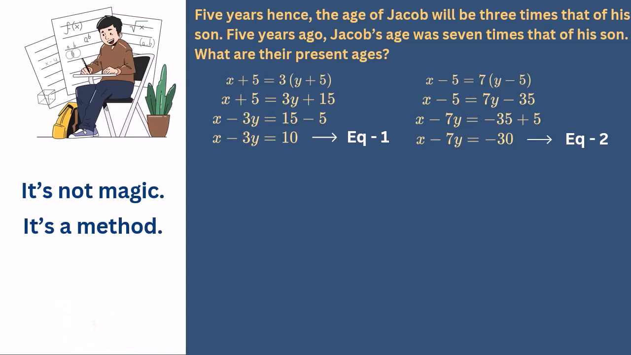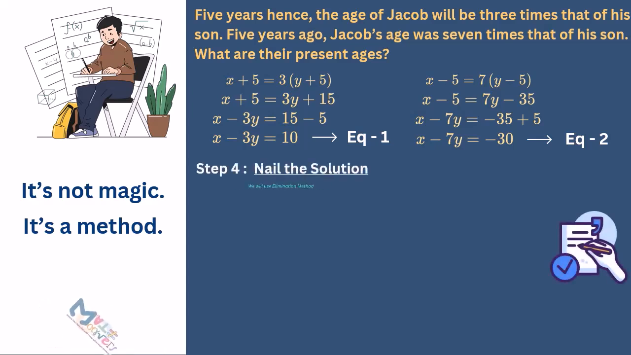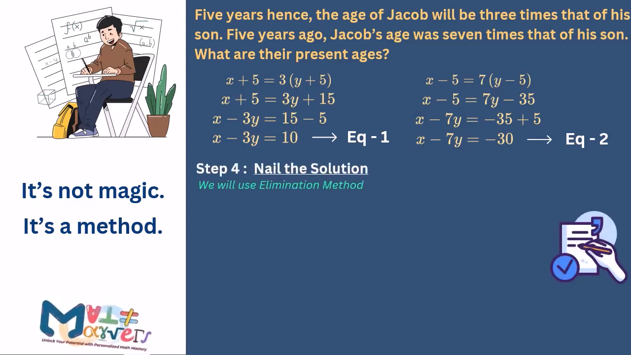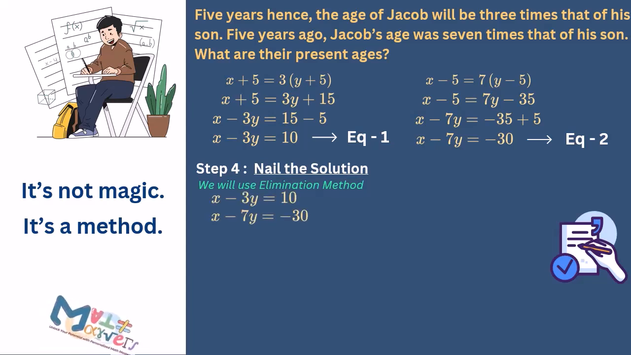Now it's time to nail the solution. We'll solve these using the elimination method. Write equation 1 and equation 2. Since the coefficients of x are the same, we simply change the signs of the second equation. Now x and negative x cancel out. We are left with 4y equals 40. So y equals 40 divided by 4 equals 10.